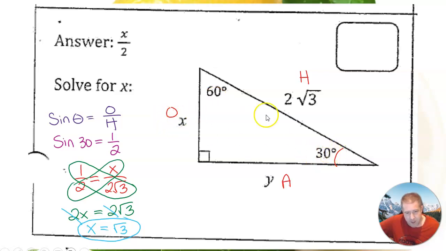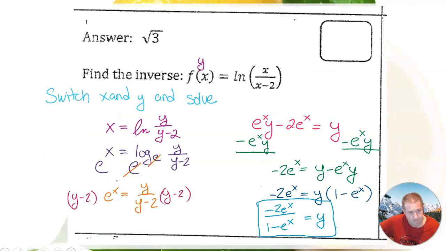So sine of this would be opposite over hypotenuse. So I know that this over this must equal 1/2 because that's what sine of 30 actually equals. And I know that, and you should have that memorized. And then I cross multiplied and I solved for x. And once I found x, I got root 3.